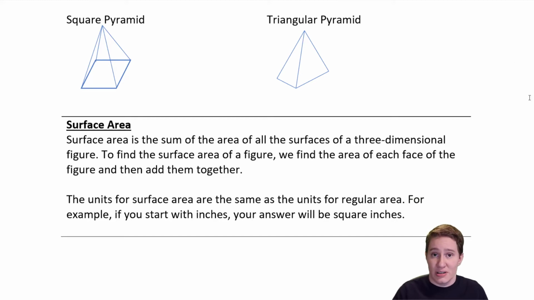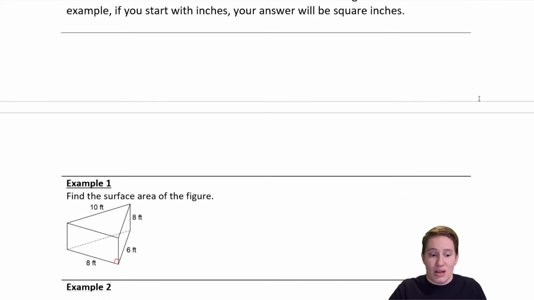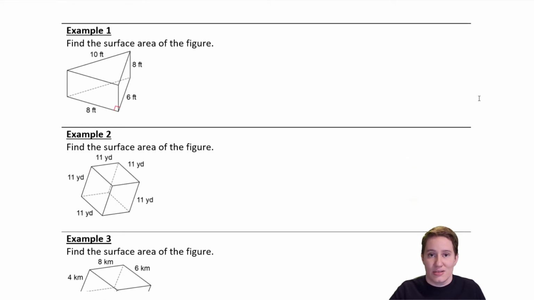All right, so surface area is the sum of the areas of all of the sides. Units for surface area, because units are something that we in math tend to care about and in science tend to care about especially, are the same as regular area because we're just taking the different sides, their areas, and adding them together. So if we have inches, for example, our units would end up being square inches, just like they would be for area. So let's actually look at some examples to see how this goes.